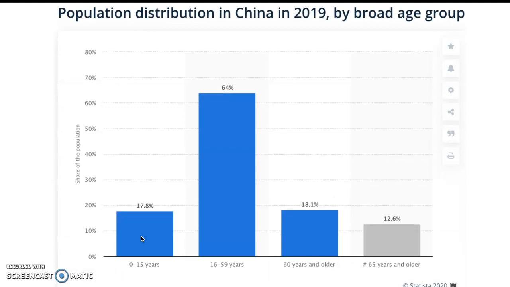So here we go. I'm going to talk about the population distribution in China in 2019 by broad age group. The group from 16 to 59 years old takes up 64% of the whole population. So we can see that China has a very strong young population. This is why China has plenty of labor.